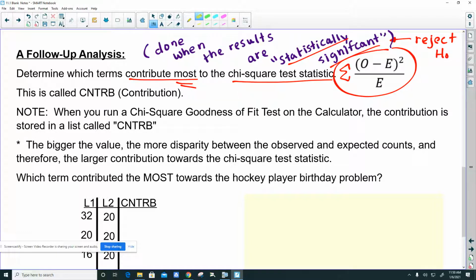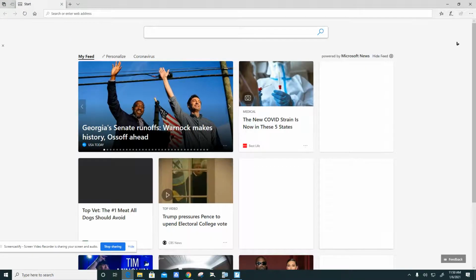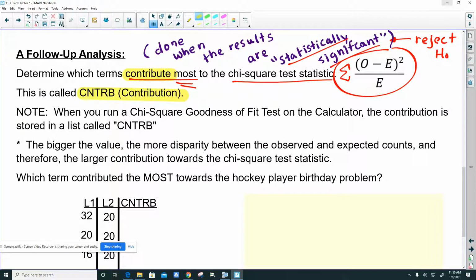This abbreviation, CNTRB, stands for contribution. So we're trying to figure out which of our observations here is contributing the most. And what happens when you run this chi-square goodness of fit test on the calculator, automatically the contributions for each separate value are stored in a list called contrib, CNTRB. Obviously, the bigger the value means there was more disparity between what was observed and what was expected.